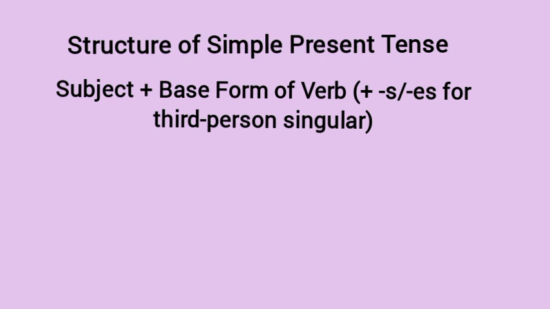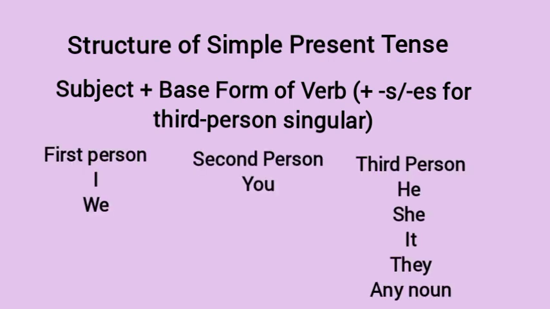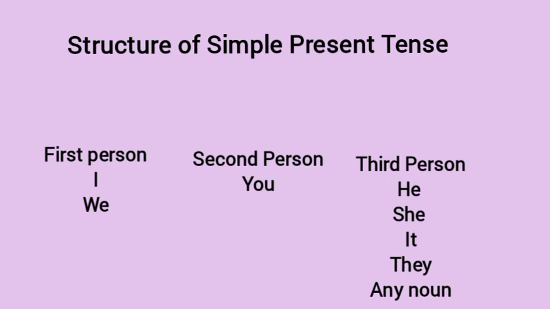Now let's learn about the structure of simple present tense. In simple present tense, we use subject plus base form of the verb, means first form of the verb, plus s or es for singular third person. Now here there would be some confusion about third person singular. We have three persons: first person, second person, third person. In first person we have I, we. In second person we have you, and in third person we have he, she, it, they, and any noun.